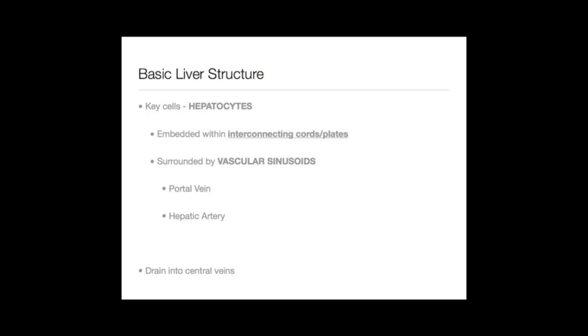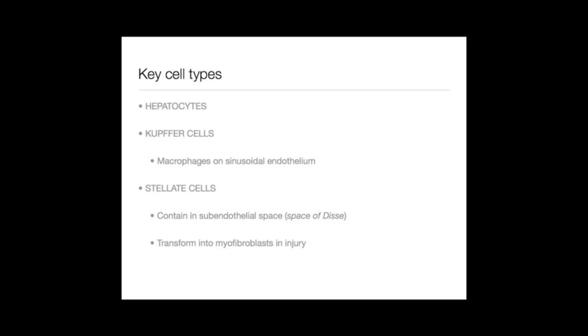So there's the two inputs, both the hepatic artery and the portal vein, and one output. In terms of key cell types, we've already spoken about one of them, the liver cells, the hepatocytes. Important other ones to be aware of are, first of all, the Kupffer cells. These are macrophages, basically, of the liver that are found on sinusoidal endothelium. And the other cell, which is really important in certain pathologies, which we'll talk about later, is the stellate cell. Stellate cell is found in a subendothelial space that has the histological name of the space of Disse.